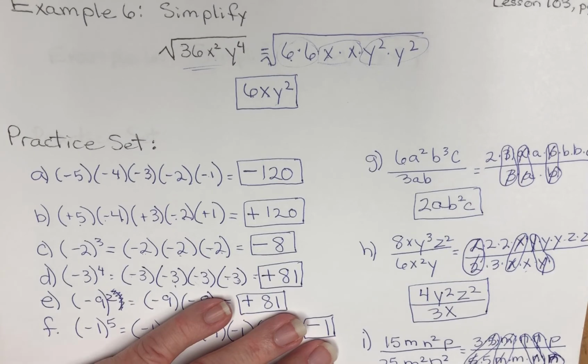Okay, what do I have left? On the top, I have 3. These are all canceled. P over. I have a 5 left and an m left. That is going to be my complete answer right there.